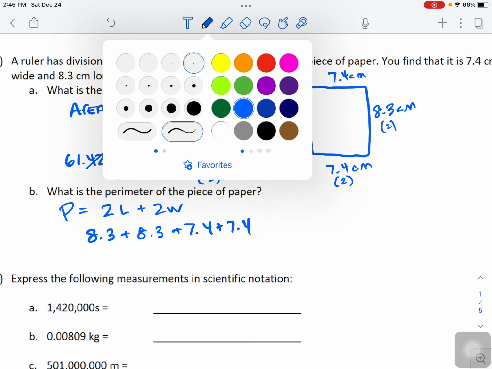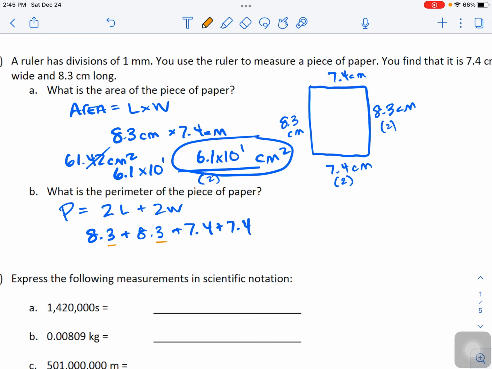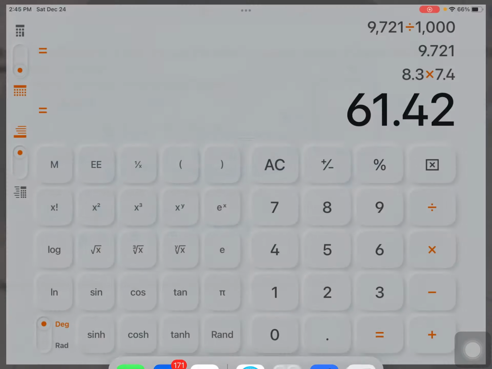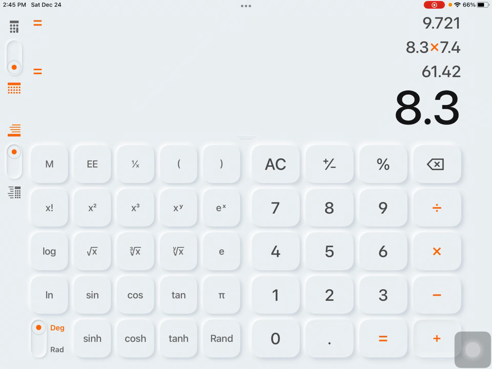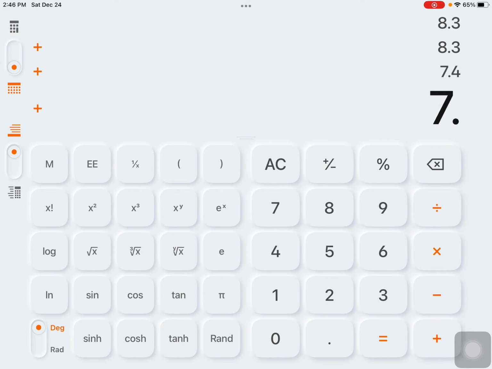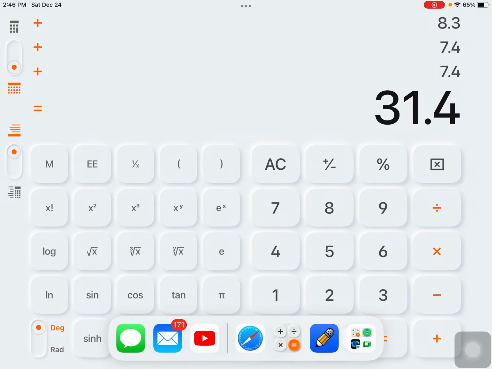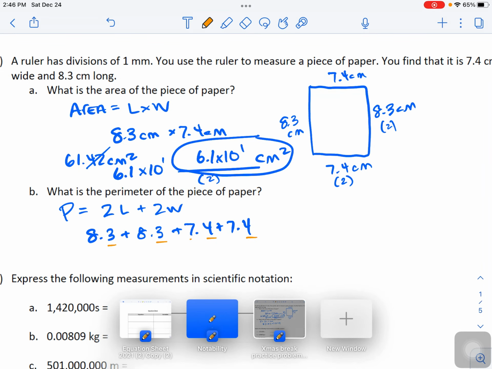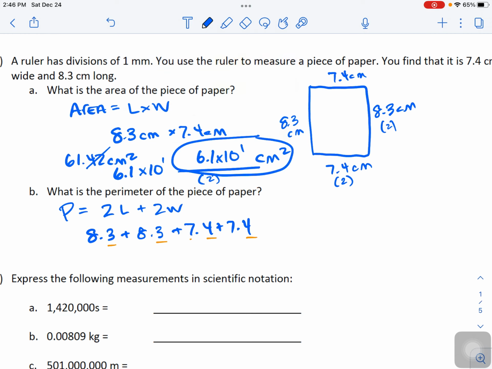And then if we look at what's the smallest part of each one of these measurements, they're all measuring to the 10th. So you can express your answer all the way down to the 10th place. That's the difference with significant figures with addition and subtraction. If one of them was missing a 10th, then you couldn't do that. All right, let's go back to the calculator. Let's go 8.3 plus 8.3 plus 7.4 plus 7.4 equals 31.4. Bring that back over here, and it looks like the final value is 31.4.